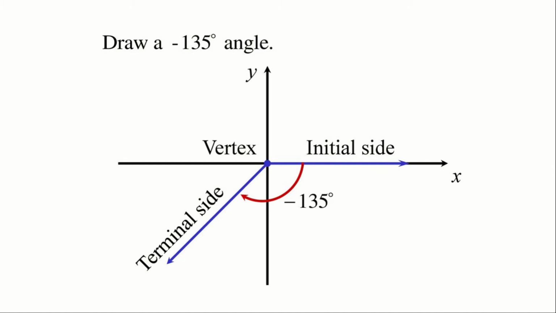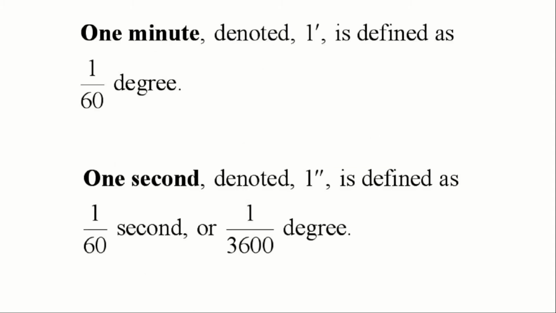So this is minus 135. Why? Because the red color arrow mark shows the direction of the clock rotation. So when it is in the clock rotation, it is given a negative sign. This is minus 135 degree.